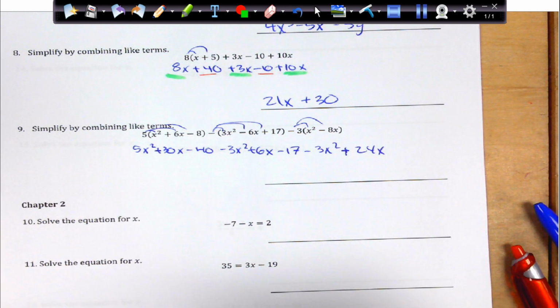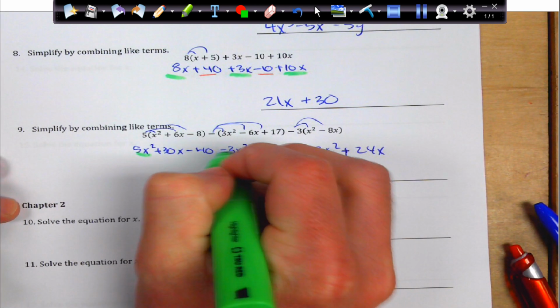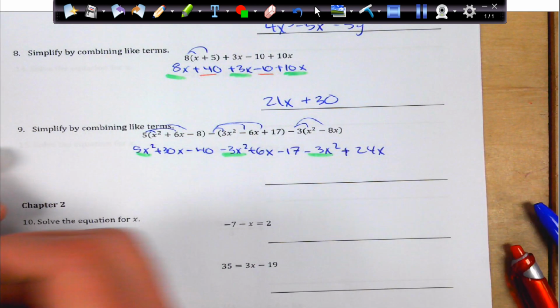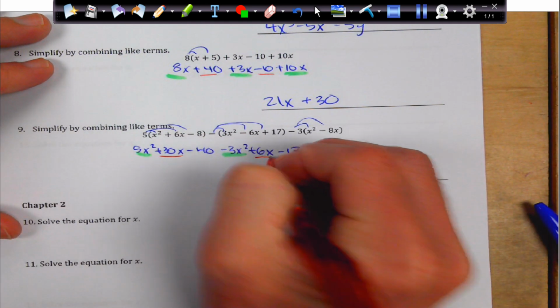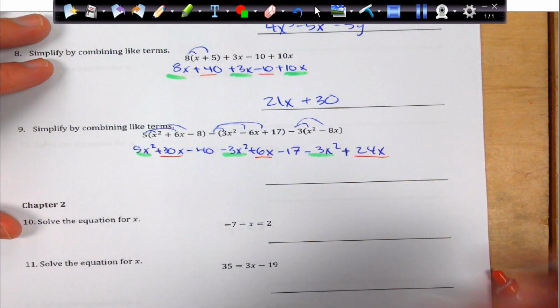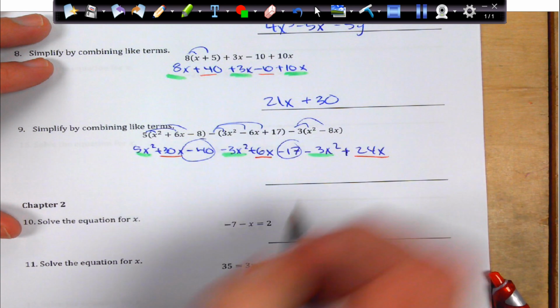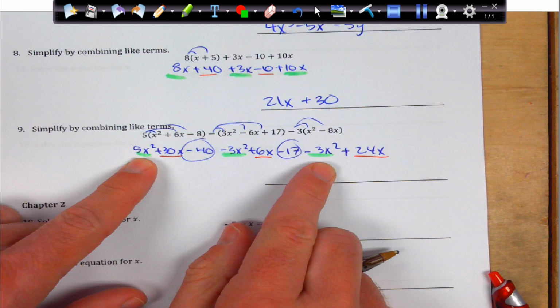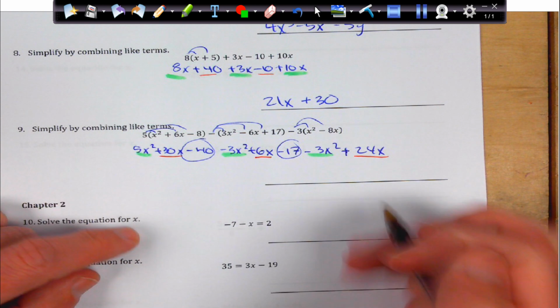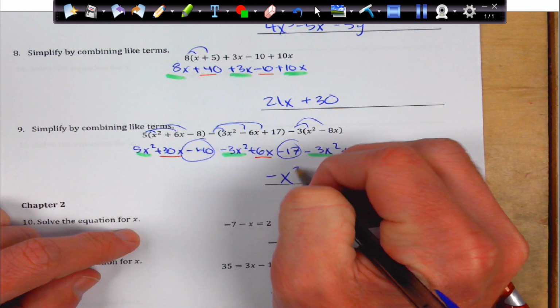And we go through it. We get 5x squared, negative 3x squared, negative 3x squared. We get 30x, 6x and 24x, and negative 40 and negative 17. So these are going to add up to negative 6x and a 5x squared, so that's going to become a negative x squared.